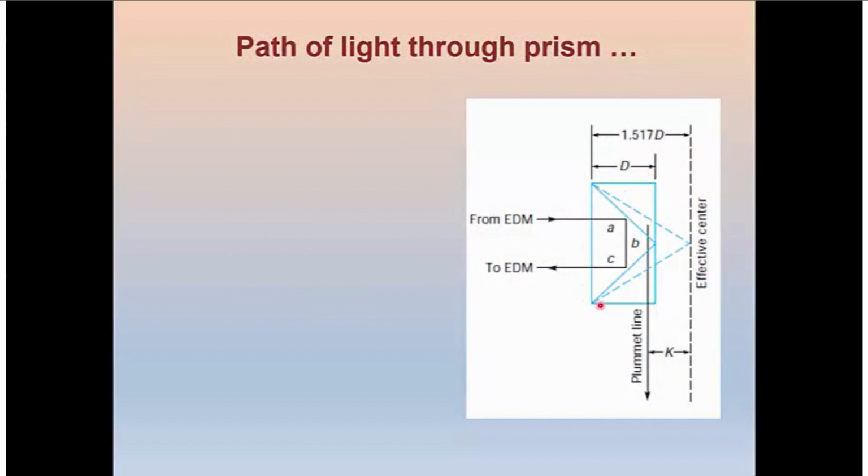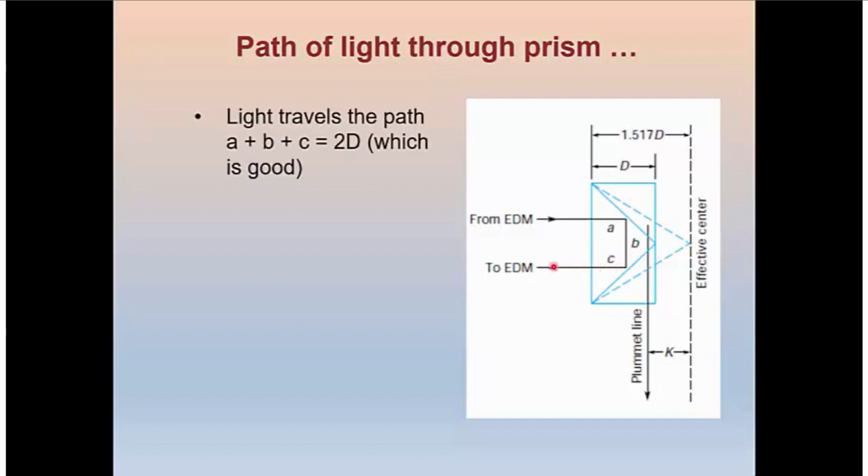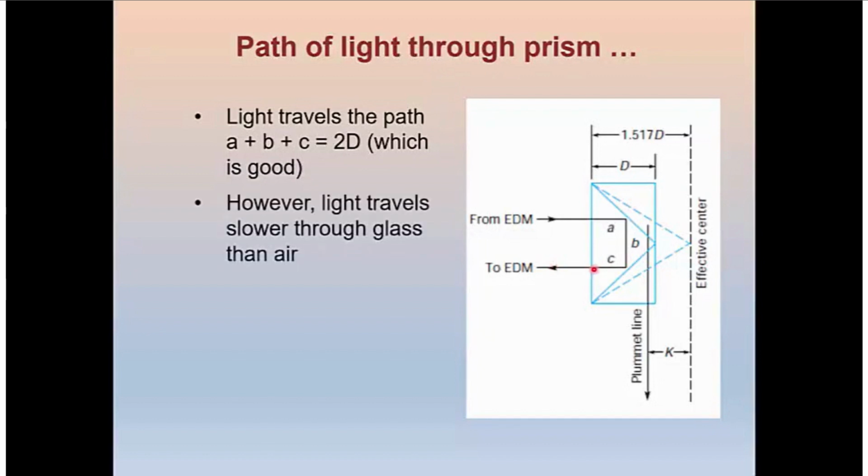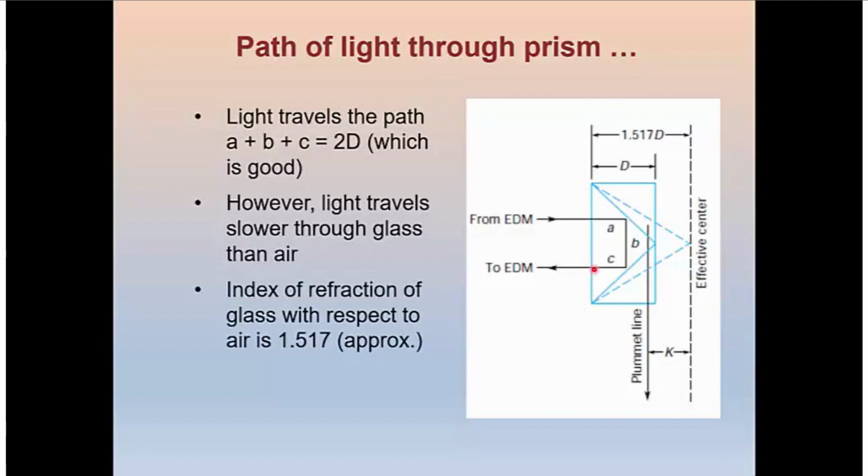So we can see here the blue rectangle represents the prism with a depth of D, and these other blue lines represent the surface of the reflector itself. And so the electromagnetic wave from the EDM travels in through the reflector on path A, bounces off, travels across path B, and returns back out across path C to the EDM. So light travels the path A plus B plus C, and it's equal to 2D. The light, however, travels slower through glass than air, and we have to make some accommodations for that. The index of refraction of glass with respect to air is 1.517.